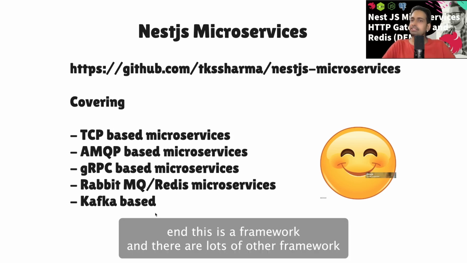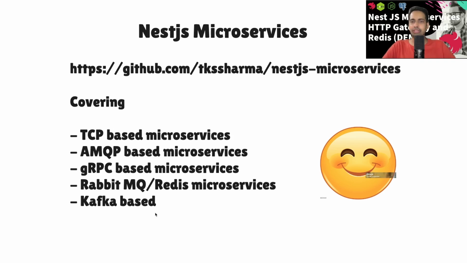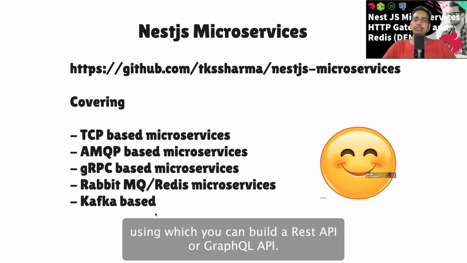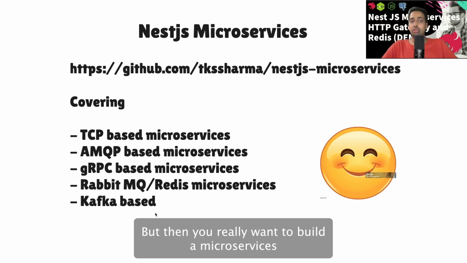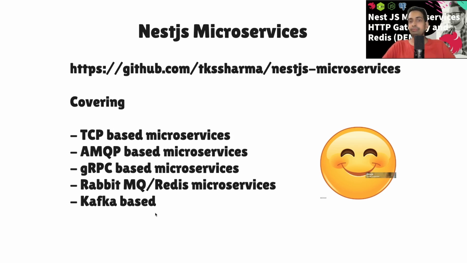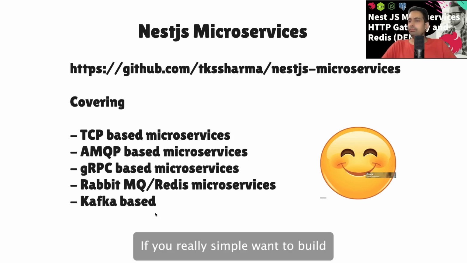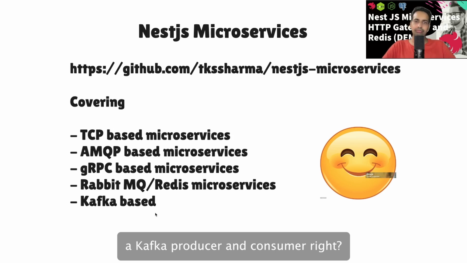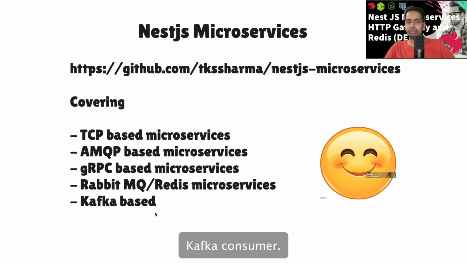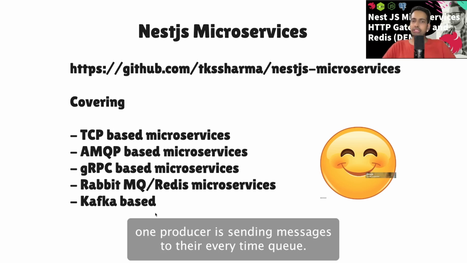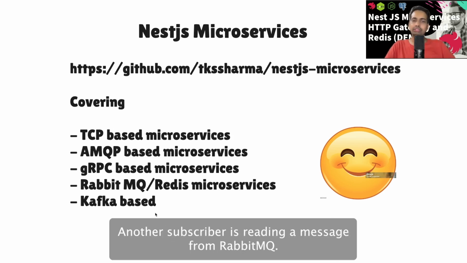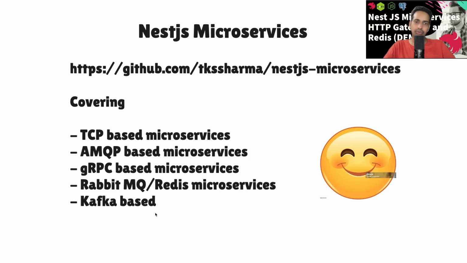At the end, this is a framework, and there are lots of other frameworks using which you can build REST APIs or GraphQL APIs. But when you really want to build microservices supporting all these transport modes, then yes, Nest.js has done a really nice job. If you simply want to build a Kafka producer and consumer, right, then you have to create a Kafka producer and a Kafka consumer. One producer is sending messages to RabbitMQ, another subscriber is reading messages from RabbitMQ.